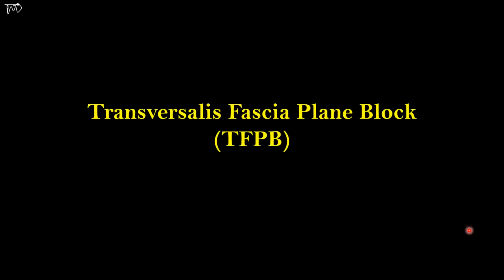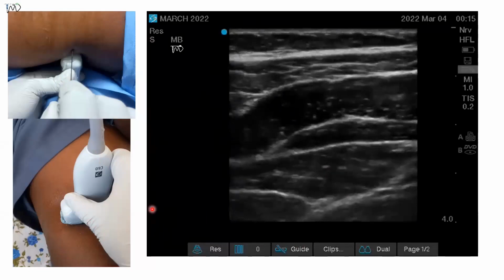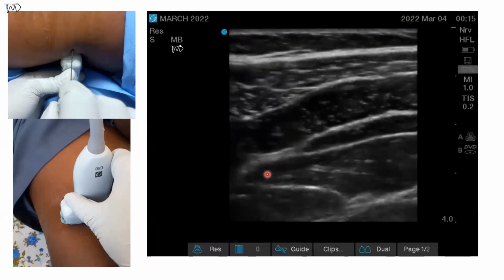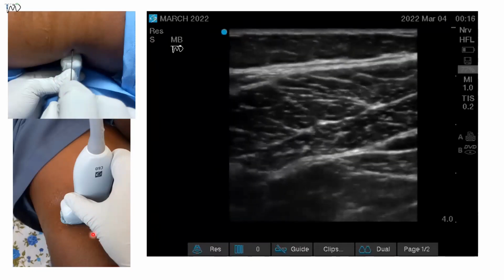The transversalis fascia plane block was described to achieve proximal blockade of T12 L1 nerves, like in case of analgesia for anterior iliac crest bone graft harvesting site. The transversalis fascia plane block is performed in supine or in lateral position. The transducer is placed in a transverse orientation just superior to the iliac crest.